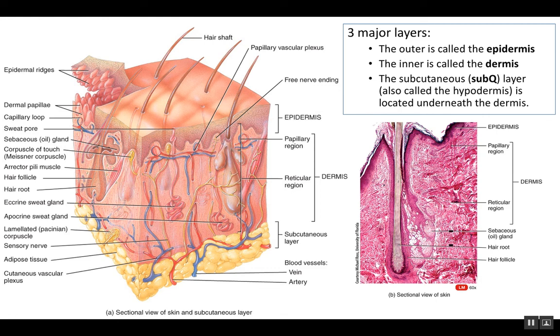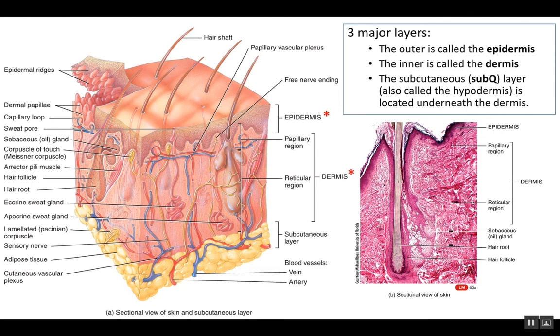It's a stratified, keratinized, squamous epithelial tissue. So there are numerous layers of cells in the epidermis. The epidermis varies in thickness. There are some areas of the body that have a very, very thick epidermis, like the palms of your hands and the soles of your feet. There are other areas in the body that have a very thin epidermis, like the skin on your eyelids, which is very, very thin.